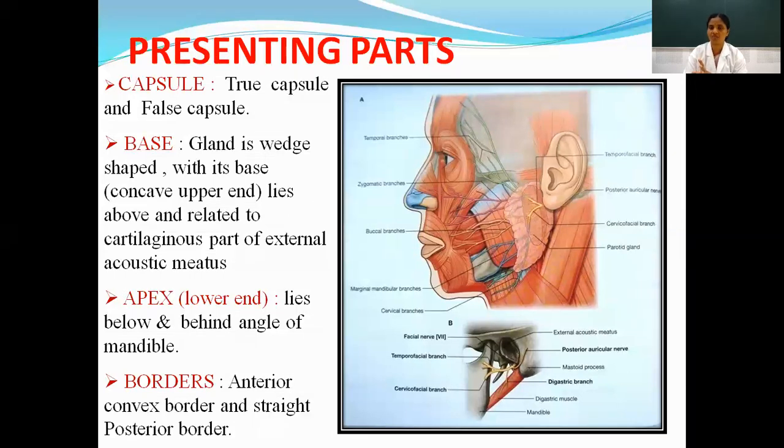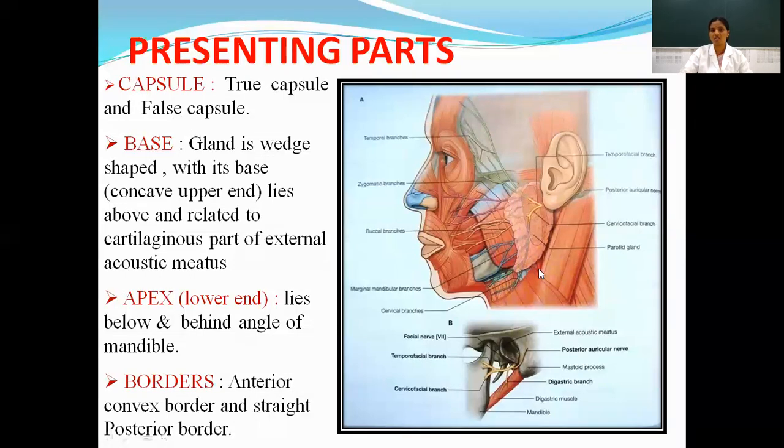Any structure defined as a gland should be covered, meaning enclosed by a connective tissue capsule, which derives from its own connective tissue. In the parotid gland, the connective tissue surrounds the entire structure, so it forms a continuous capsule which is known as the true capsule. Whereas, what is the other capsule? The false capsule.